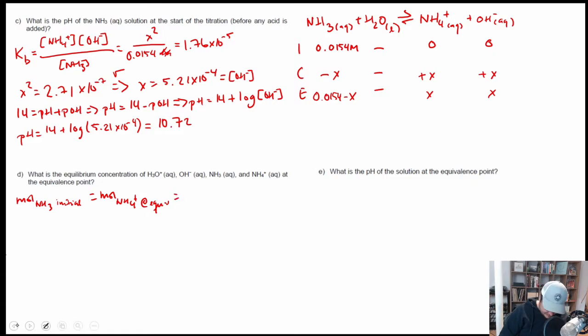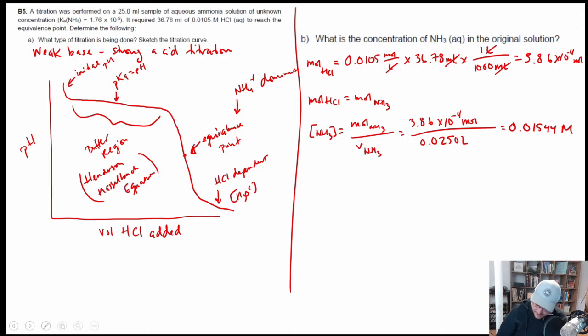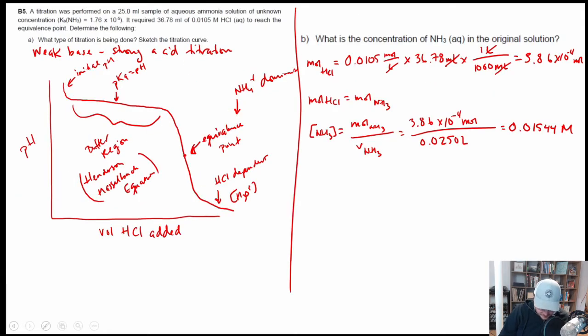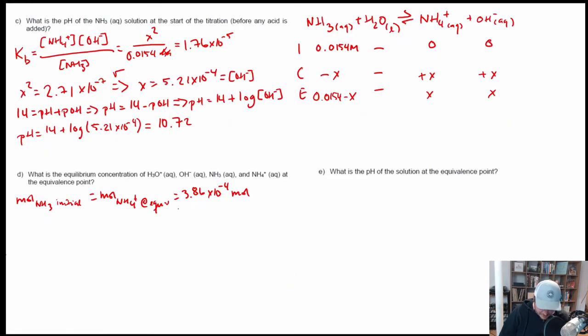If we go back, the number of moles that we had was 3.86 times 10 to the negative 4 moles. So we know how many moles of ammonium we have at the equivalence point. Taking a step back and looking at the sketch of the plot of how the titration is going, we're going to be at this point right here. That's where the number of moles of NH3 and the number of moles of H3O plus are equal to each other, so they convert everything into NH4 plus.